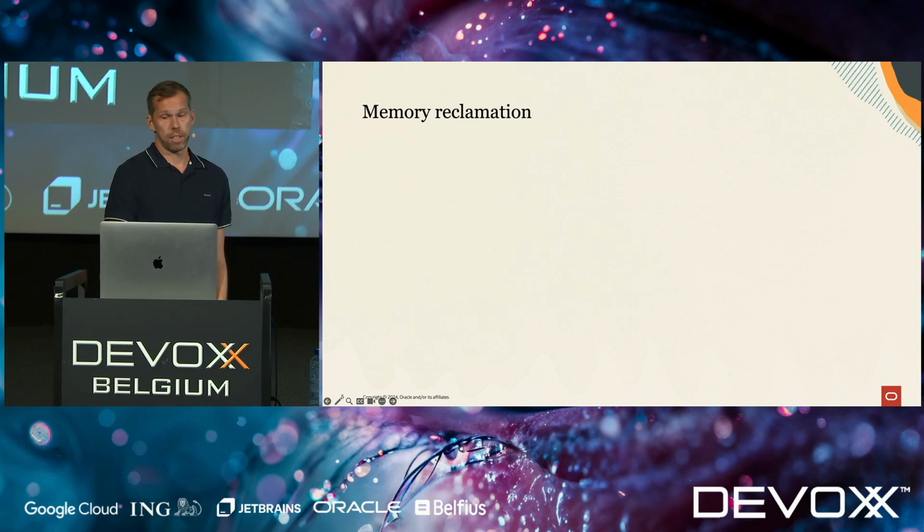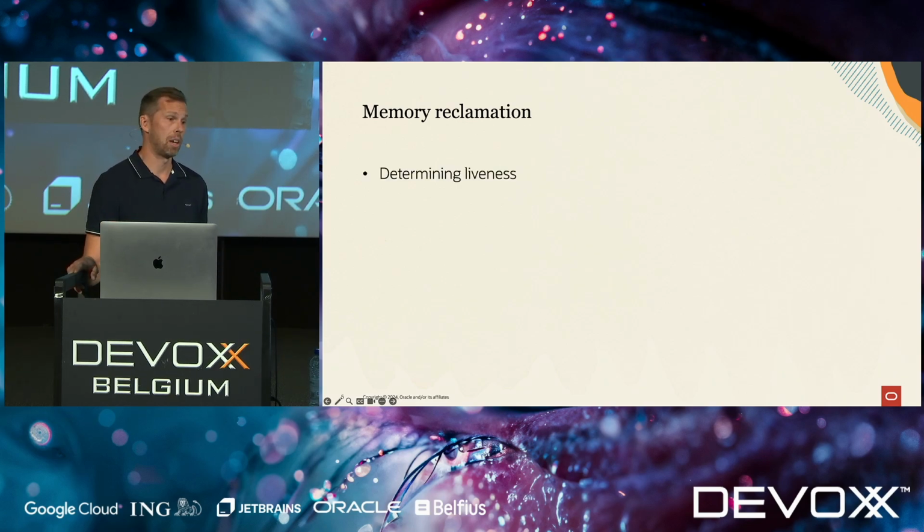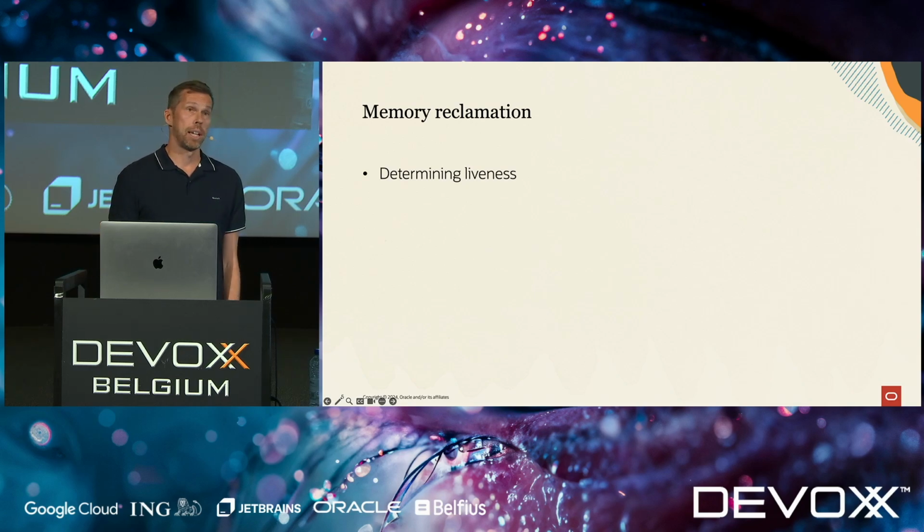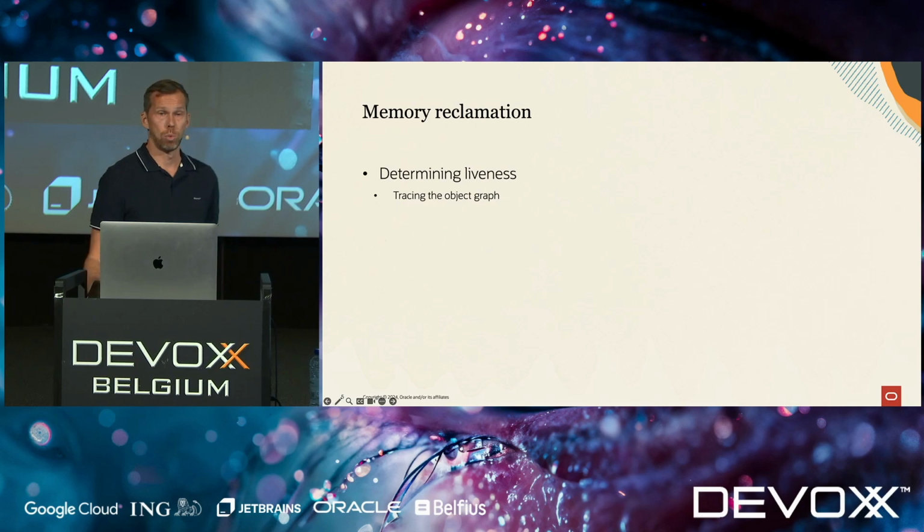But let's look closer at how we do the memory reclamation part. First, we need to determine the liveness. What we mean by that is we need to figure out which objects we need to keep alive for the Java application to function correctly. We do that by tracing the object graph. We start off with a well-known set of roots, and those are objects that we know need to be kept alive. For example, objects on thread stacks, static fields and classes, and a few other things. Unless we keep those alive, the Java application won't work.